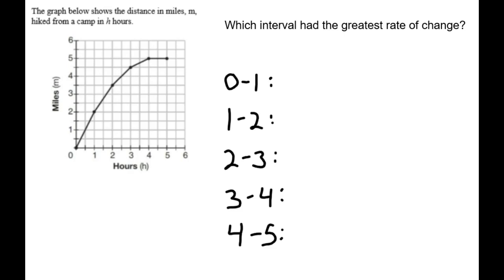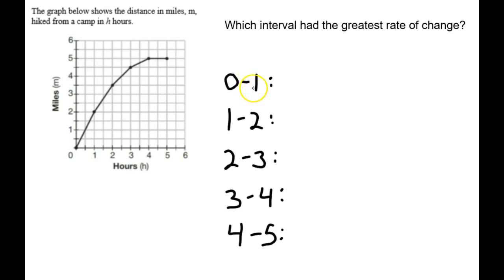Example 4. The graph below shows the distance in miles hiked from a camp in each hours. So along the y-axis we have miles, along the x-axis we have hours. We want to determine which interval had the greatest rate of change, which interval has the largest slope. So we're looking at from 0 to 1, from 1 to 2, 2 to 3, 3 to 4, 4 to 5, which one has the greatest slope. And just looking at this logically, we can kind of narrow it down.